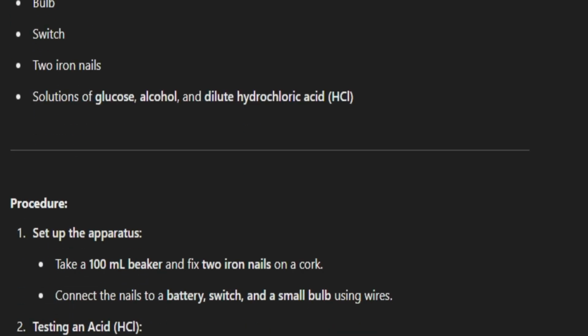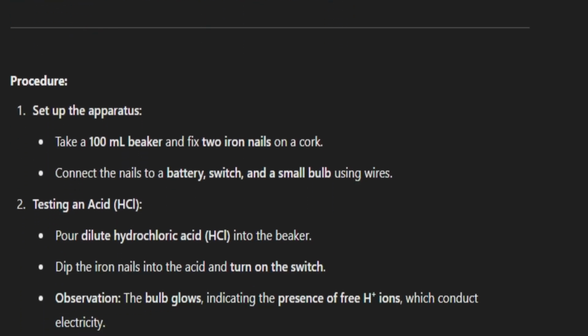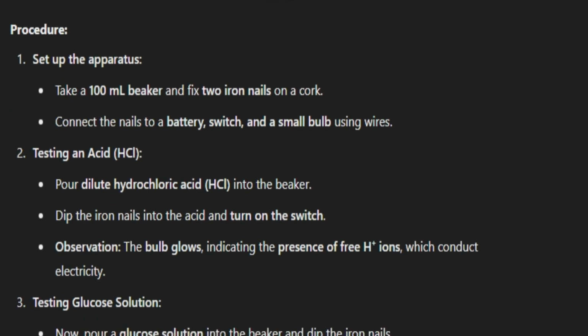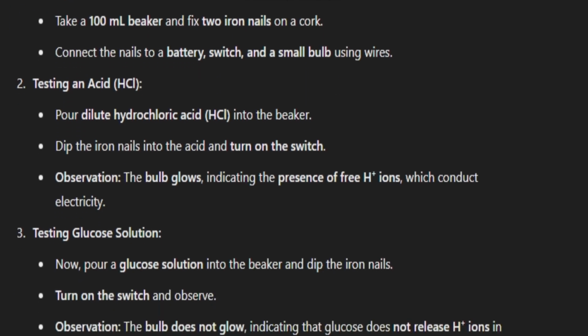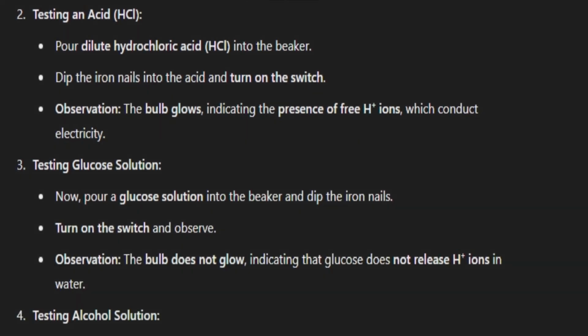Procedure: 1. Set up the apparatus. Take a 100 ml beaker and fix 2 iron nails on a cork. Connect the nails to a battery, switch, and a small bulb using wires. 2. Testing an acid, HCl. Pour dilute hydrochloric acid into the beaker. Dip the iron nails into the acid and turn on the switch. Observation: the bulb glows, indicating the presence of free H+ ions, which conduct electricity.